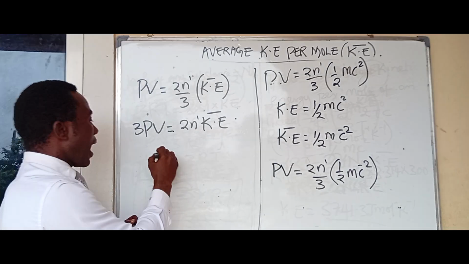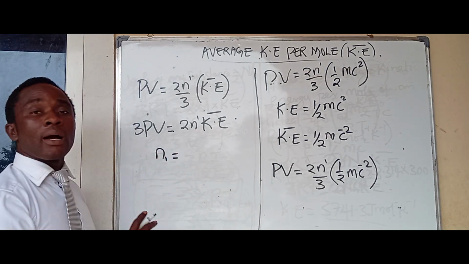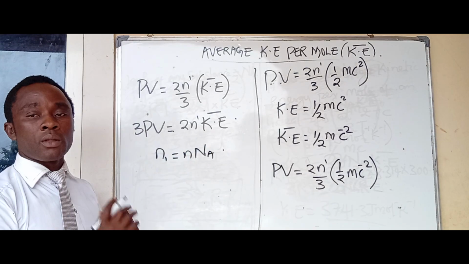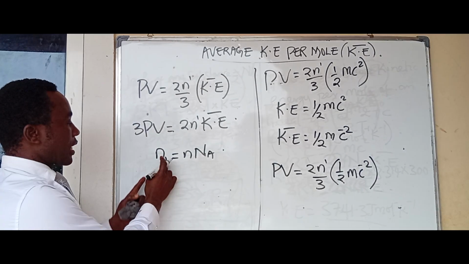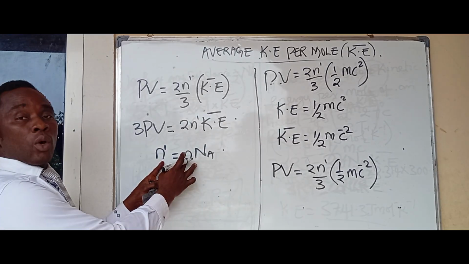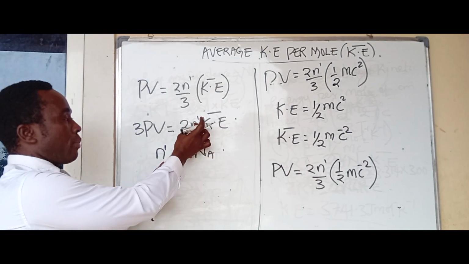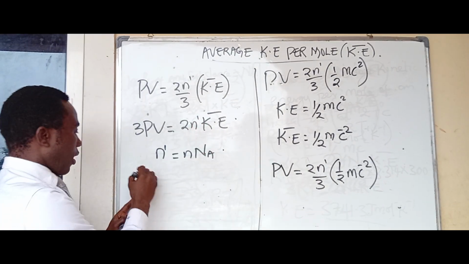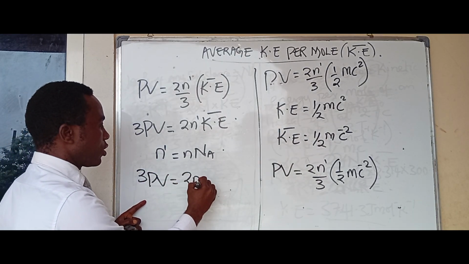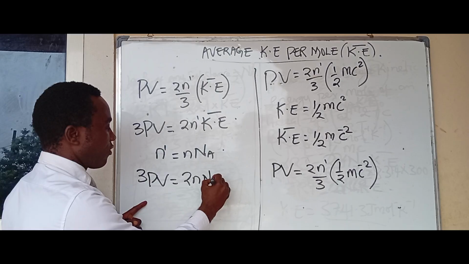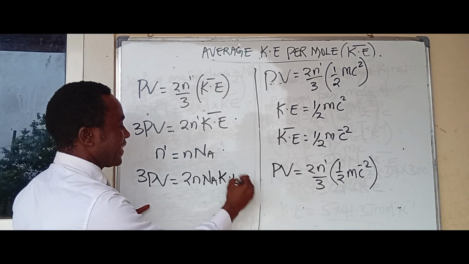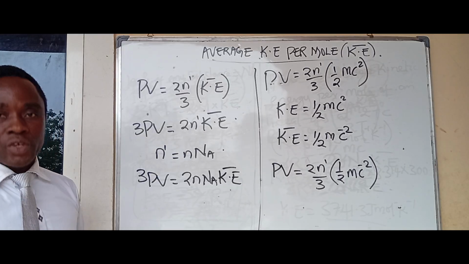Remember, this N bar is the number of molecules. And number of molecules by formula is equal to number of moles multiplied by Avogadro's number. So I can replace number of molecules with number of moles times Avogadro's number here. So what I will have is 3PV equal to 2 times number of moles, times Avogadro's number, then multiplied by average kinetic energy.